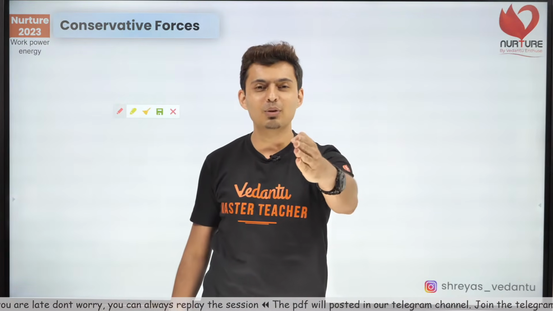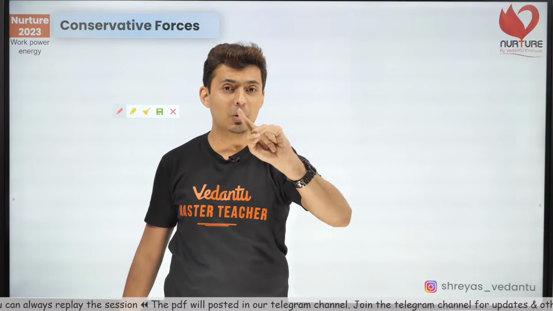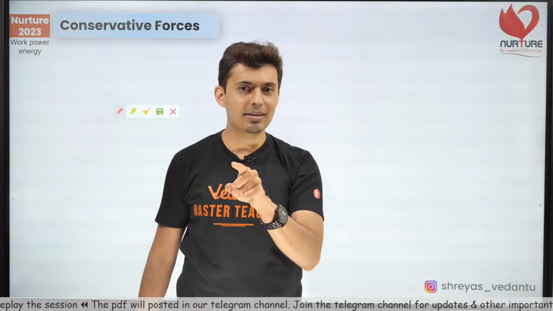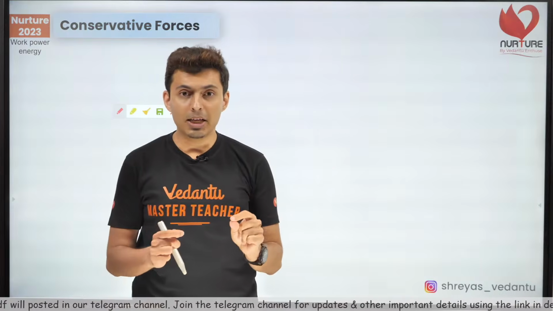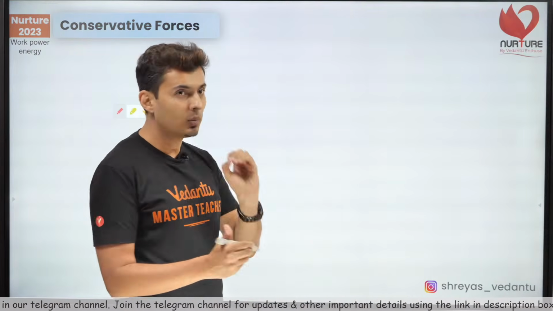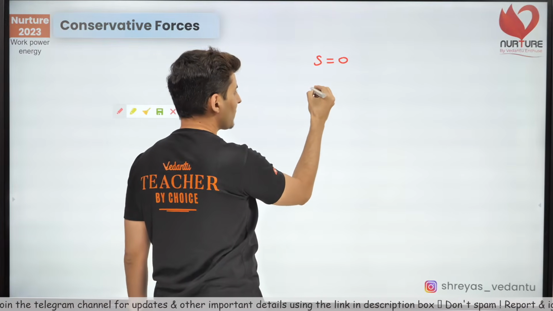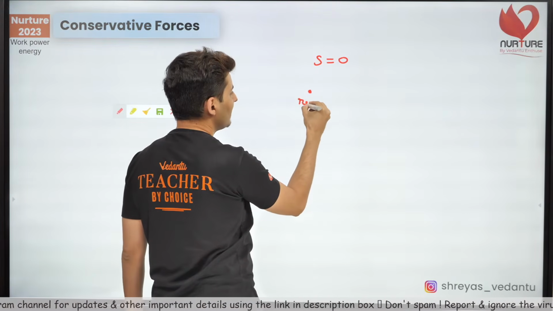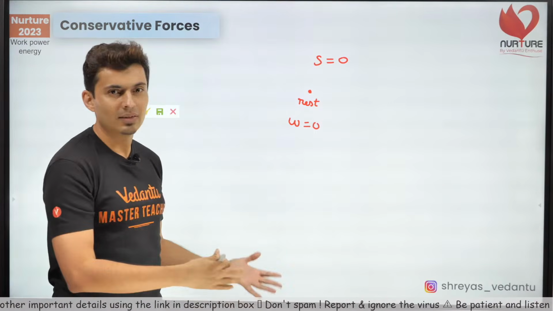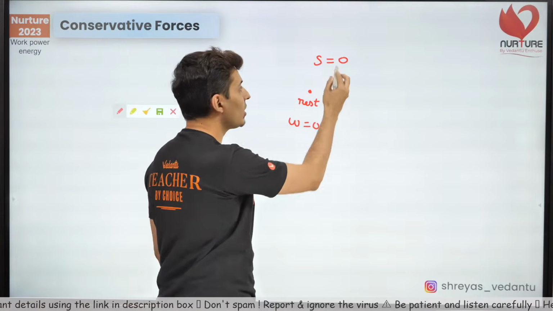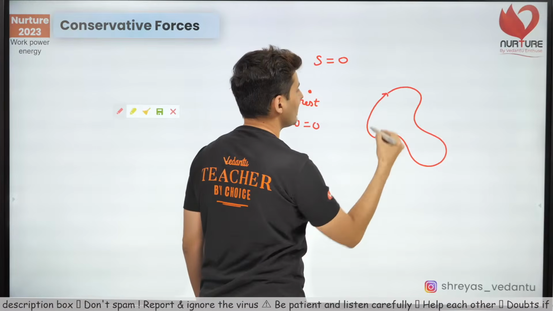Many students have this confusion in their head. Sir, work is force into displacement, so if displacement is zero, is work zero? Well, the answer is not always. Displacement can be zero in two ways. If I say displacement is zero, then it is possible that it did not move at all, it is at rest. In that case, obviously work is zero. But there is one more possibility when displacement is zero. How? It went like this and came back to the same point.